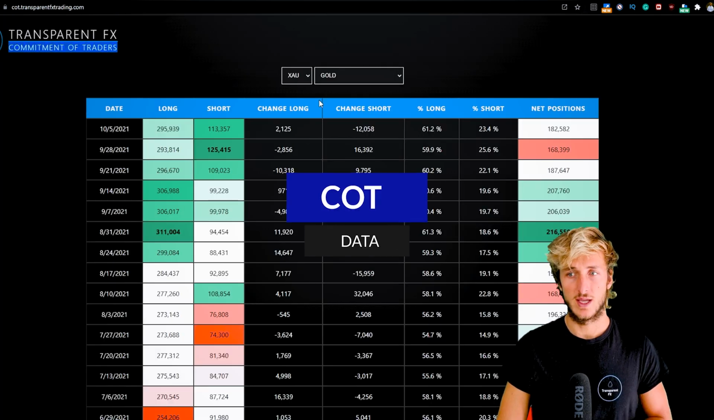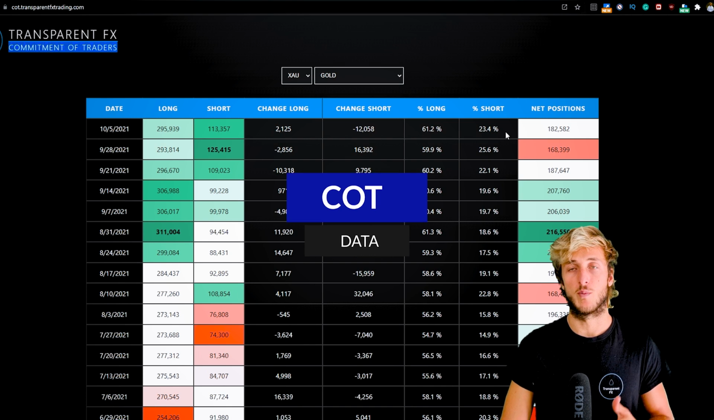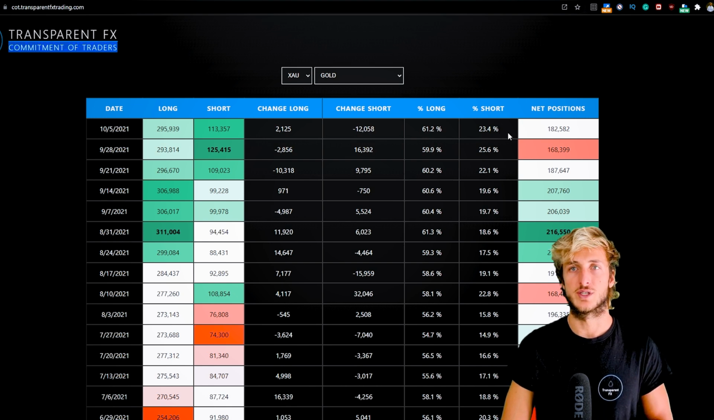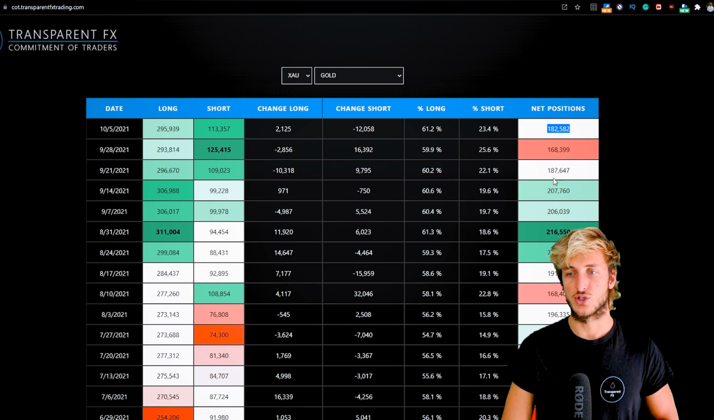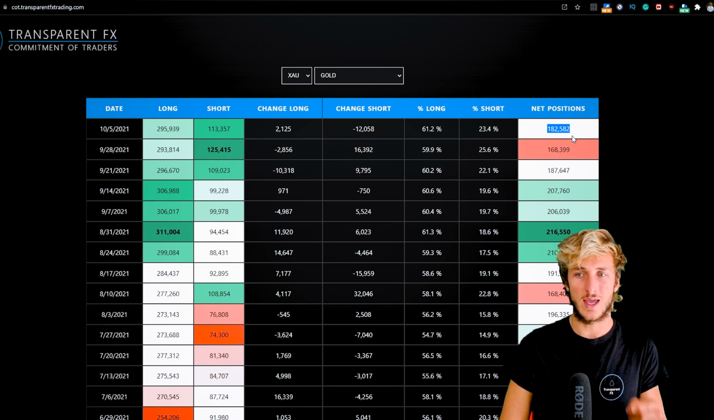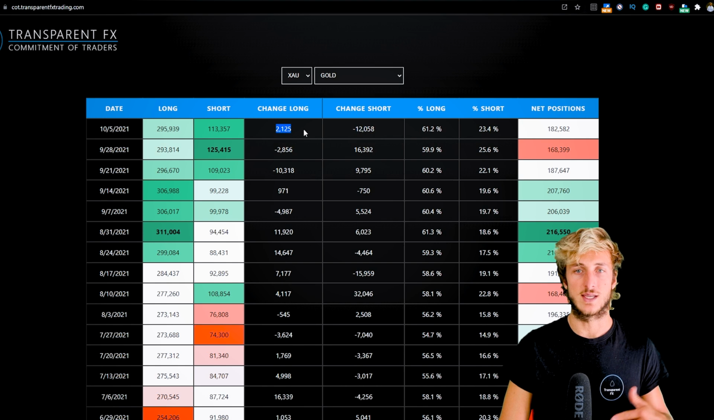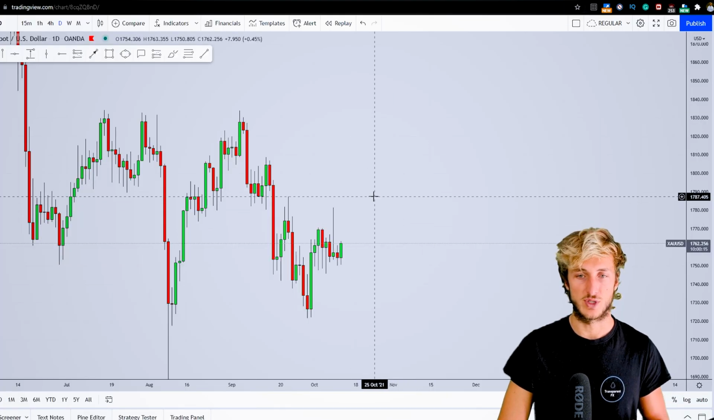Now, before I show you that, let's first go and see what we have from a COT perspective. So commitment of traders, which is basically what hedge funds and the non-commercials in the market are doing. Now, what we can see here is that with the last report, net positions have increased. We went from having 168k net positions up to having 182k net positions, with 12k shorts getting closed with the last report and 2.1k longs getting opened. So gold is getting quite bullish also from an institutional perspective.